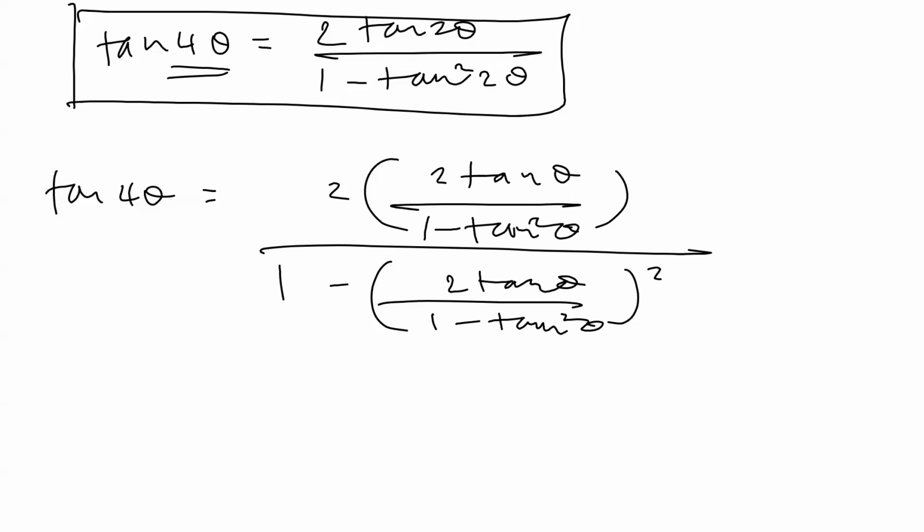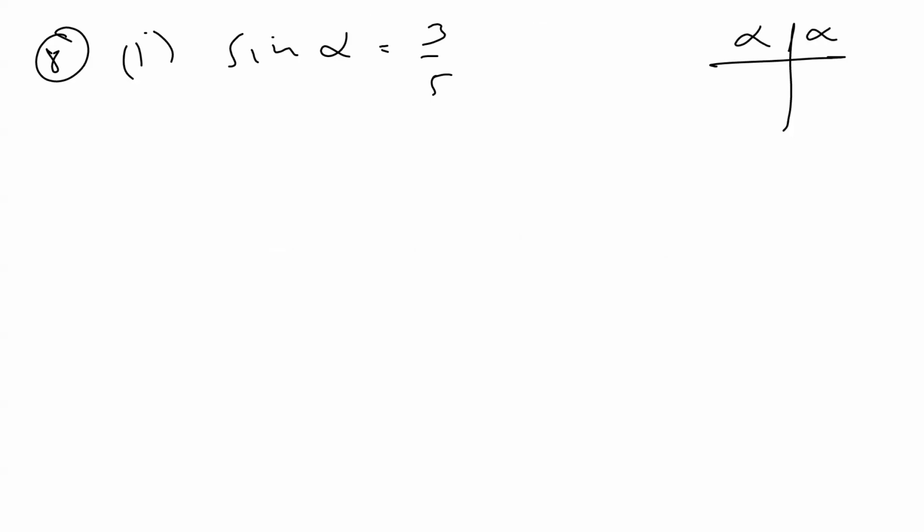That was question number 7. Let's go to question number 8. Sin alpha is equal to 3 by 5. We need to find out sin 3 alpha, cos 3 alpha, and tan 3 alpha. Okay. So sin alpha technically will be in the first and the second quadrant because sin value is positive.